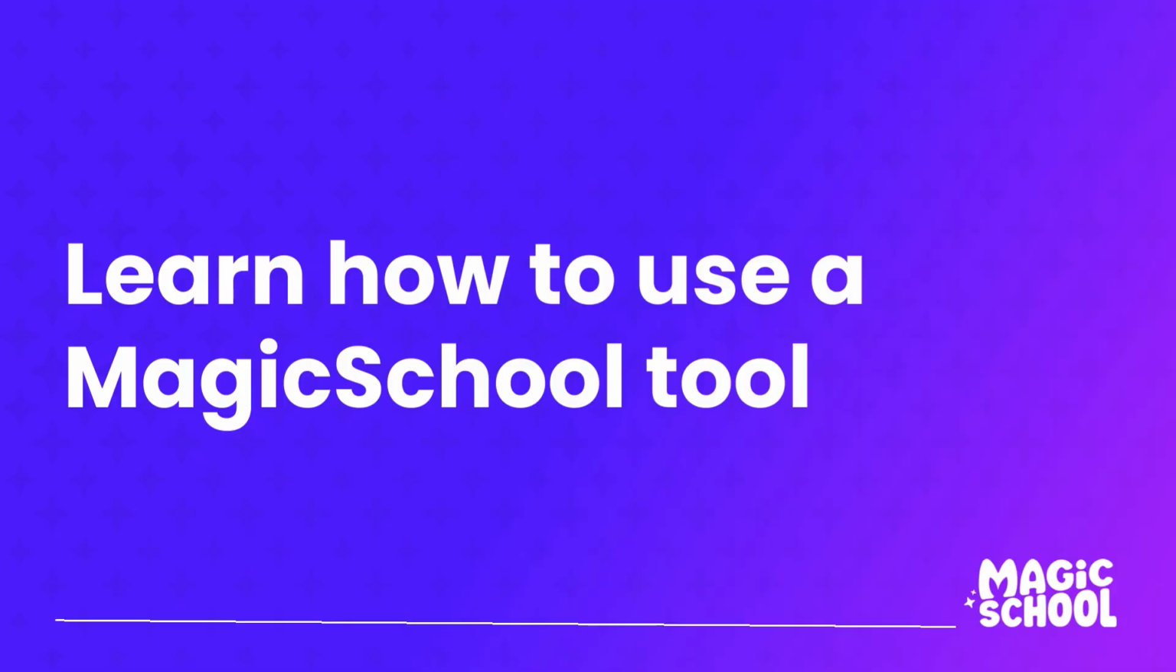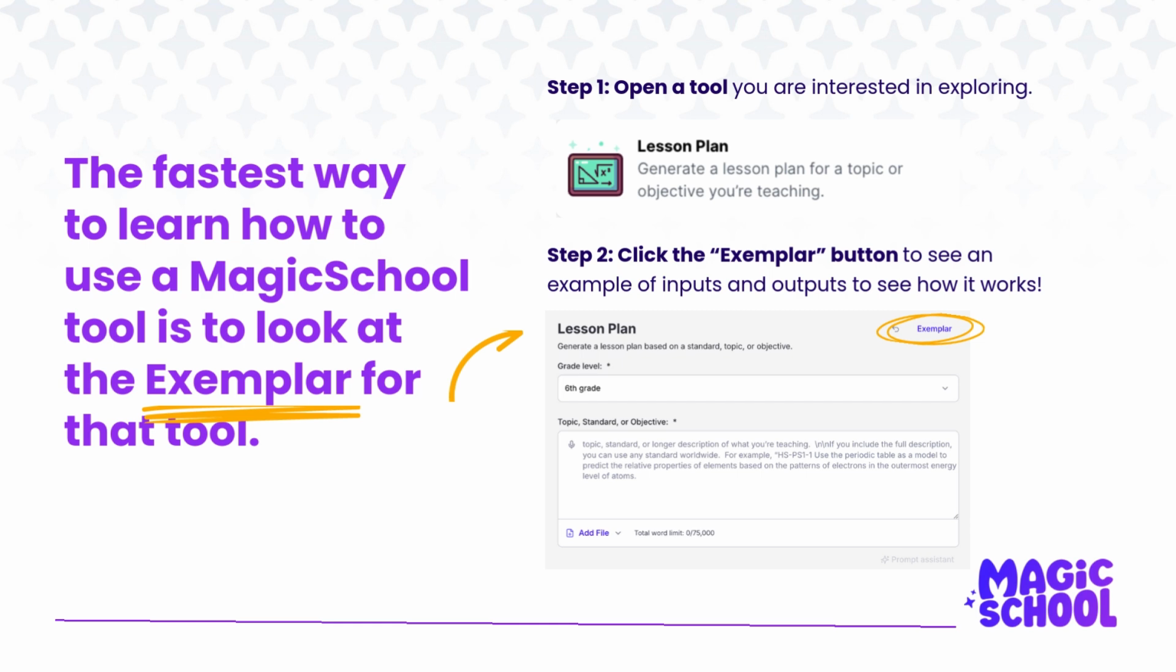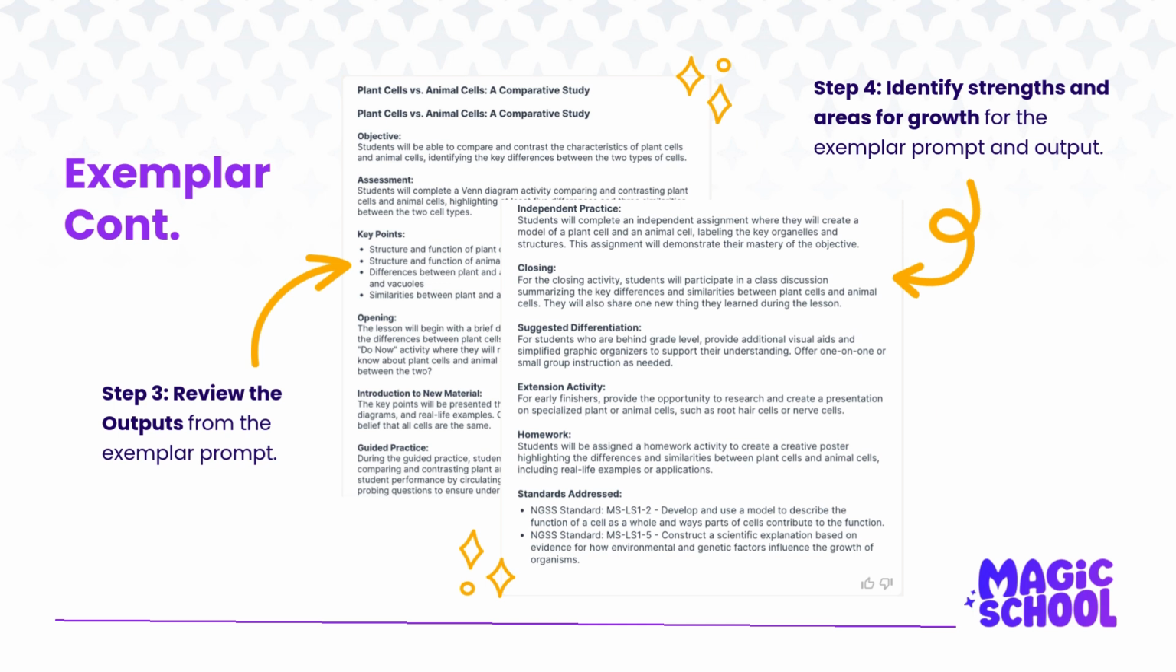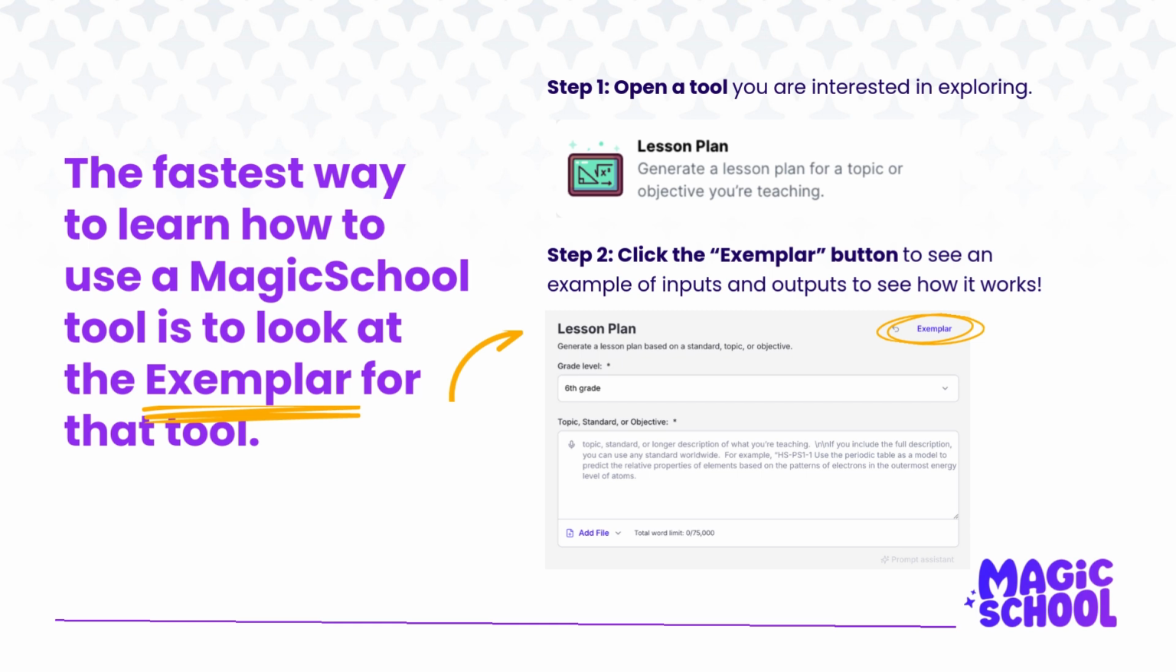So let's learn how to use a MagicSchool tool. The fastest way to learn how to use MagicSchool tools is to look at the exemplar. So if you open up, let's look at the lesson plan tool. If you look in the top right-hand corner, you'll see an exemplar button. You can click on this and look at an example of the inputs and outputs. You can review what the outputs will look like, but more specifically, look into the inputs. I'm going to back up here a little bit.